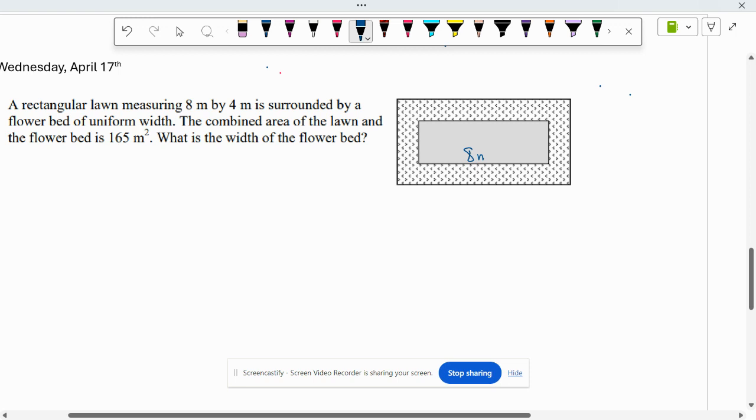And this is 4 meters. Okay. It's going to be surrounded by a flower bed of uniform width. What does that mean? Uniform width. I don't understand that. What are they trying to tell me about the measurement around the rectangular garden or the rectangular yard? What does it mean if I have uniform width?